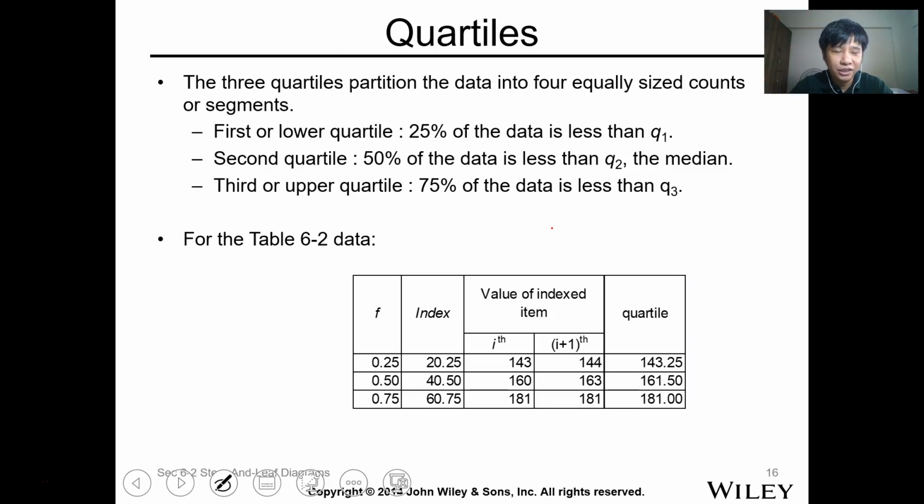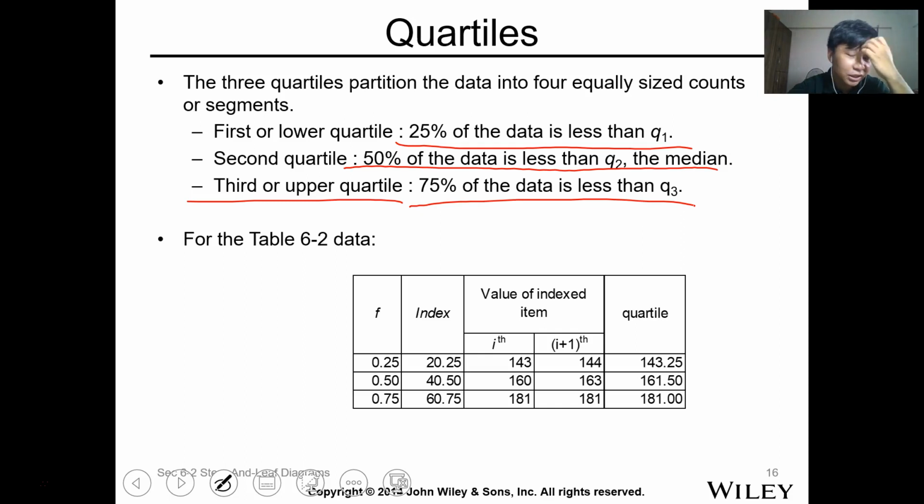Okay, now, quartile. For quartile, this is dividing the total number of data into 4 equal sections or segments. So, first or lower quartile, this is 25% of the data. Second quartile is that 50% of the data is less than the Q2, the median. And the third or upper quartile is 75% or Q3 data. Then, yung nasa taas ay yung 25% na portion.